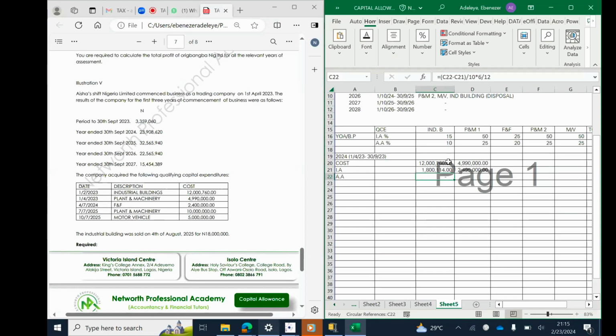Let me do this again. This minus this, in brackets, divided by 10 years, times 6 divided by 12. Is this what you got? 510,032.3, Abby? Yes. Okay, thank you.